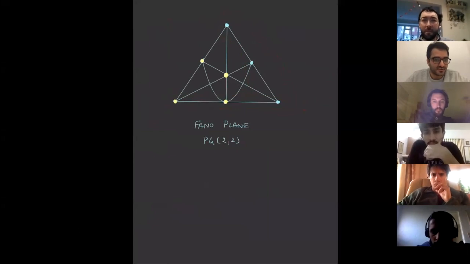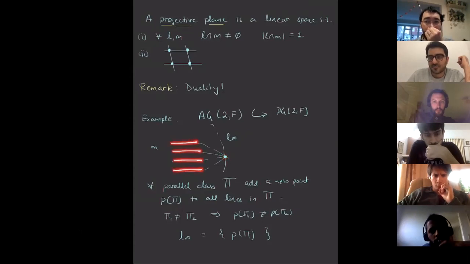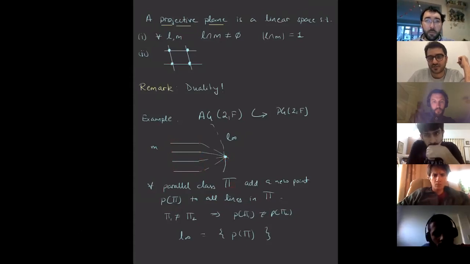Alp is asking, could you repeat which incidences you are adding to the points at infinity? You're just adding, so the point at infinity. So say this is a point at infinity. It's incident to all of these lines in the parallel class that it corresponded to. So for each parallel class, there's a point. It is incident to all of these lines, and it is incident to L infinity.